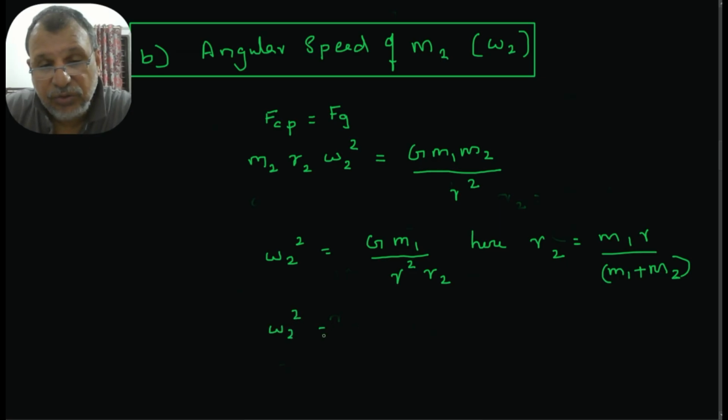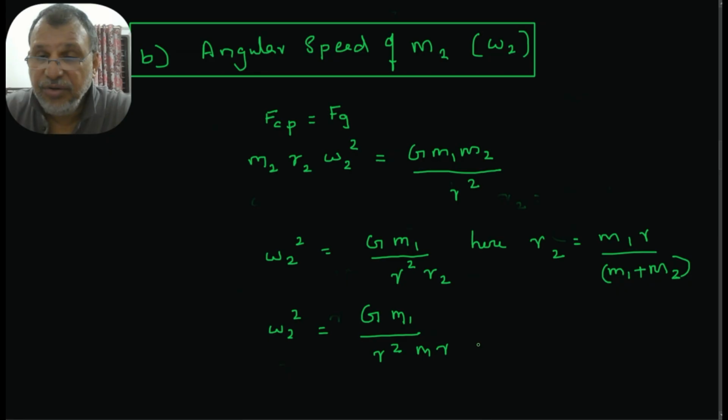squared is equal to G M1 over R squared. Then we can put this value in here. This will be M1 R in the denominator, and on the numerator you will have M1 plus M2. So I can stretch this line a little bit farther. It will be M1 plus M2.